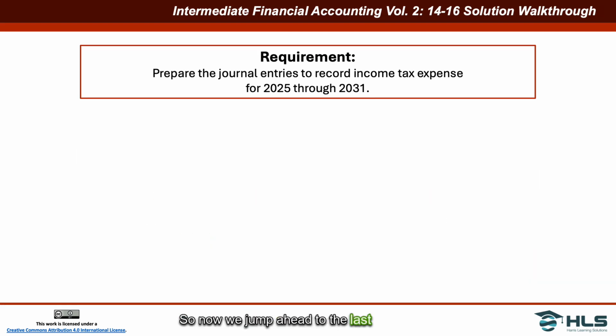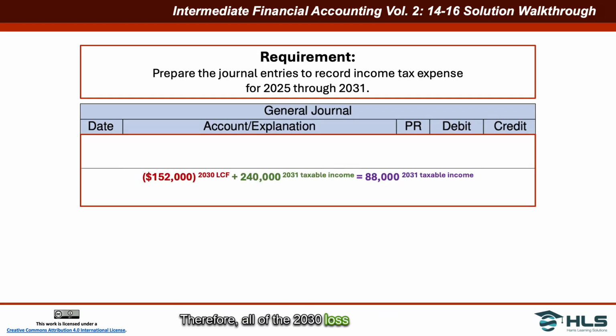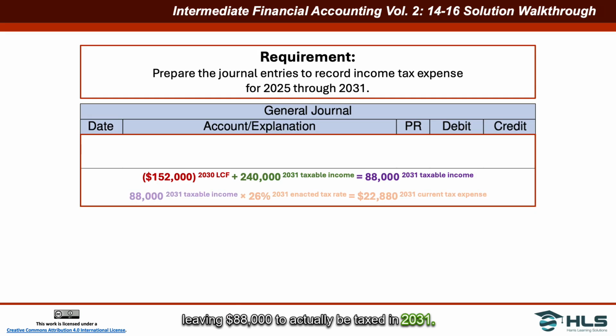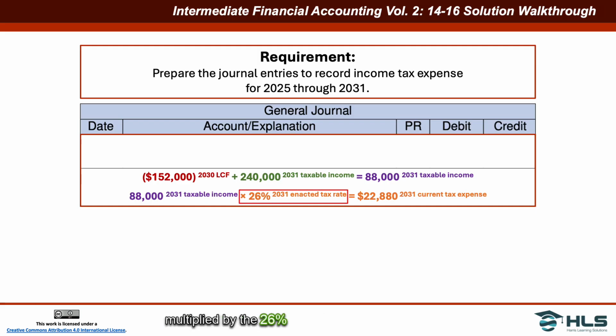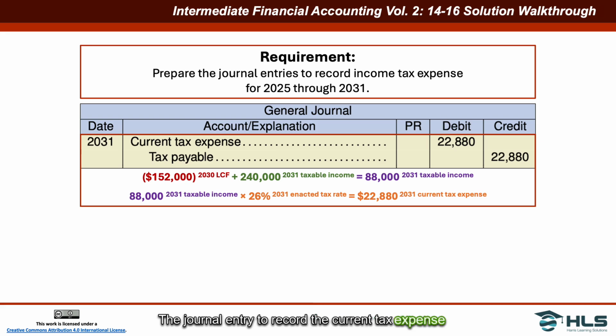So now we jump ahead to the last year, 2031. The company had $240,000 in taxable income. Therefore, all of the remaining loss carryforward of $152,000 can be applied, leaving $88,000 to actually be taxed in 2031. So we take that $88,000 2031 taxable income, multiplied by the 26% enacted tax rate for this year. That results in $22,880 in current tax expense. The journal entry to record the current tax expense will include a debit to current tax expense and a credit to tax payable for $22,880.